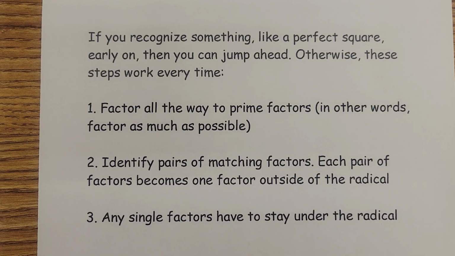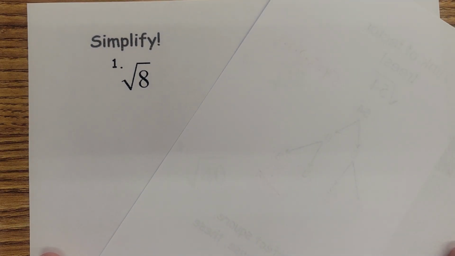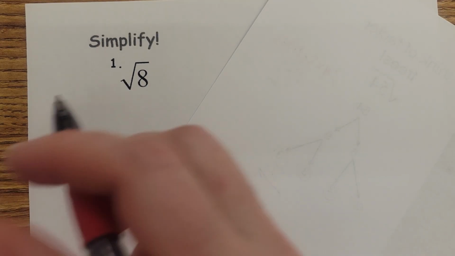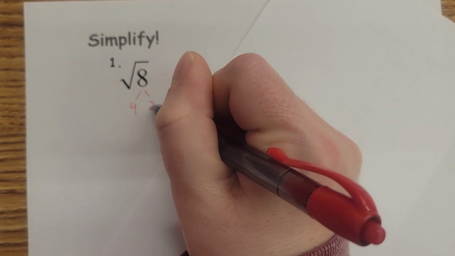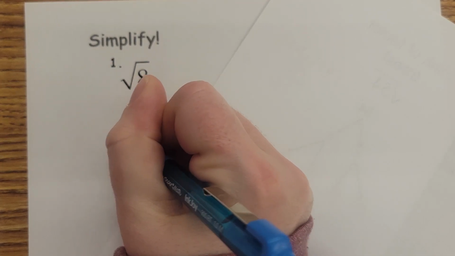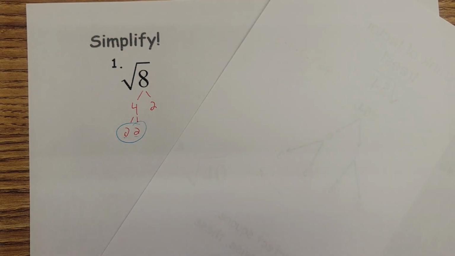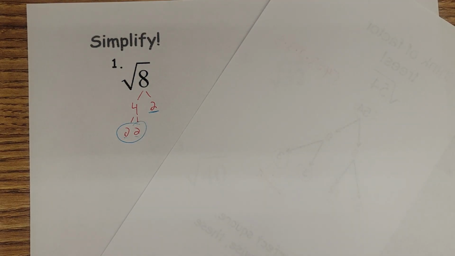Let's see what this looks like. Okay, we're going to start with this 8. It's not a perfect square, so I'm going to make a factor tree. 8 is 4 times 2. 4 is 2 times 2. And then I'm looking for matching pairs. I have a matching pair of 2's right here, and then I have 1, 2 that's all alone.